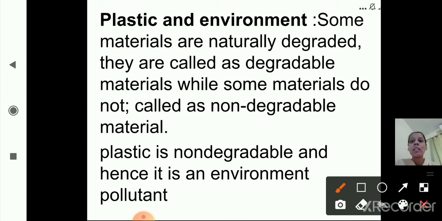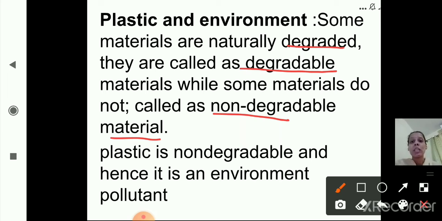That is called non-degradable materials. So there are two types of materials, degradable materials and non-degradable materials. The materials which naturally degrade are called degradable materials, while some materials do not degrade, they are called non-degradable materials. And plastic is a non-degradable material.